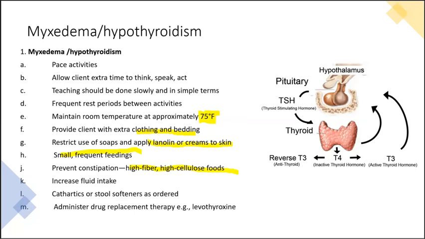Administer drug replacement therapy, like our levothyroxine. So that's your drug replacement. What is it replacing? The thyroid hormones that are not being produced as they should. And the dose is gradually increased and adjusted. Again, when you're administering sedatives, you need to do it carefully because of the risks of respiratory depression. Again, instruct client about causes of myxedema coma.